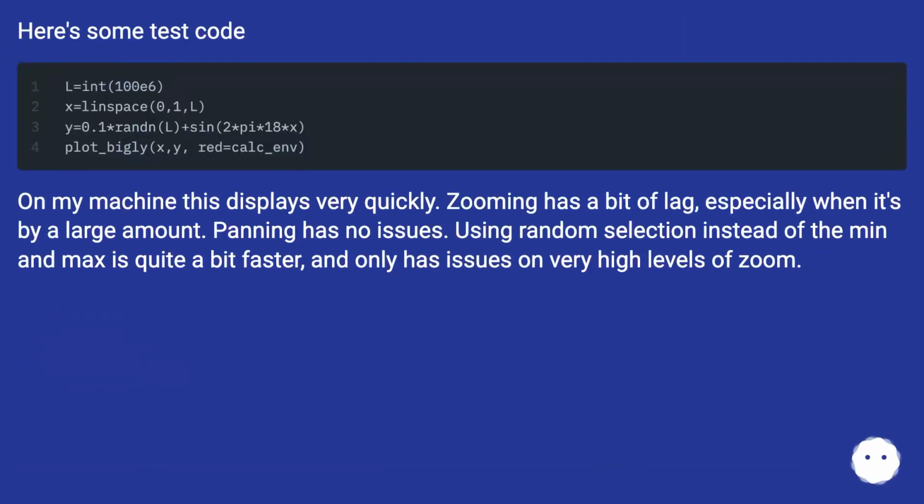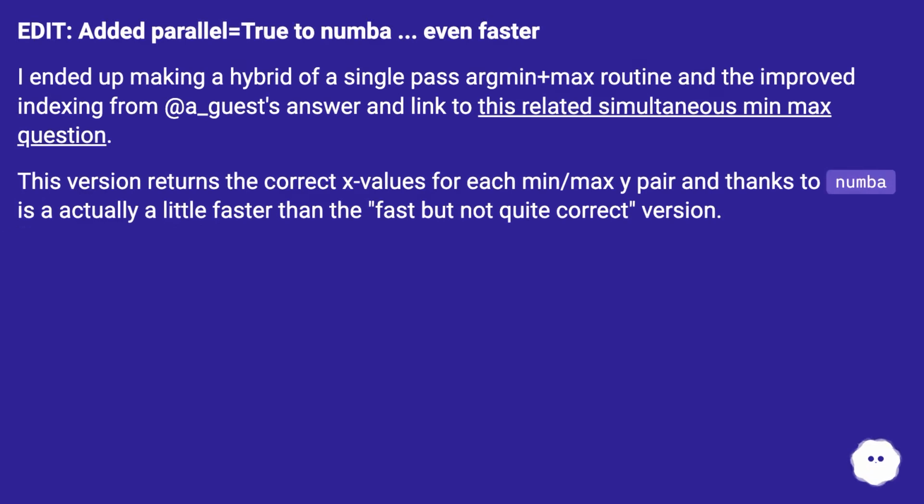Here's some test code. On my machine this displays very quickly. Zooming has a bit of lag, especially when it's by a large amount. Panning has no issues. Using random selection instead of the min and max is quite a bit faster, and only has issues on very high levels of zoom. Edit: added parallel=True to numba, even faster.